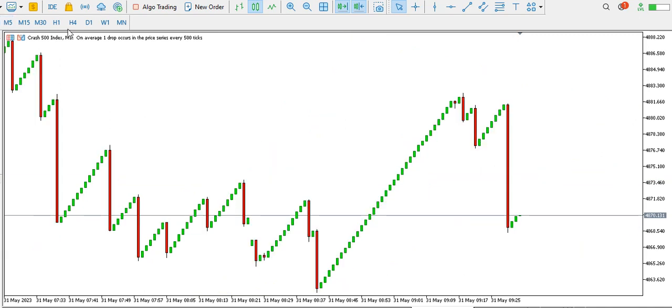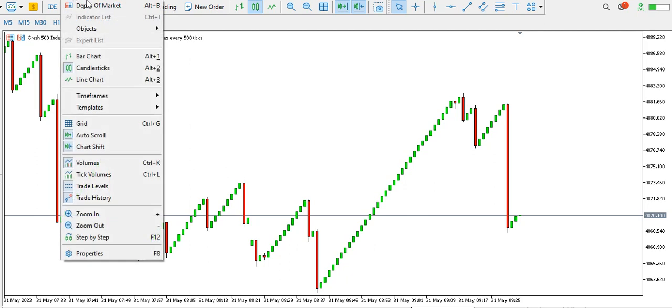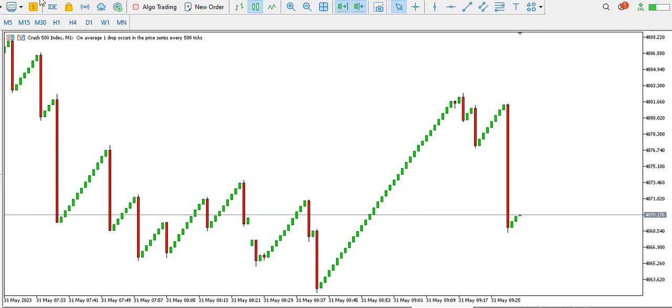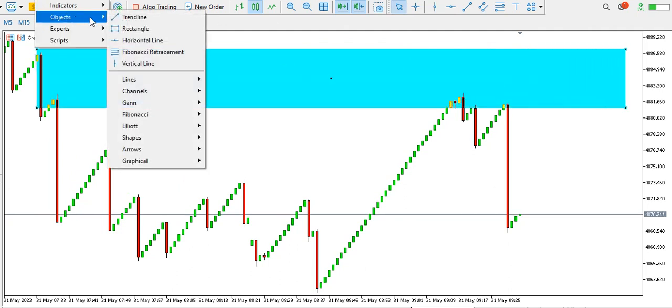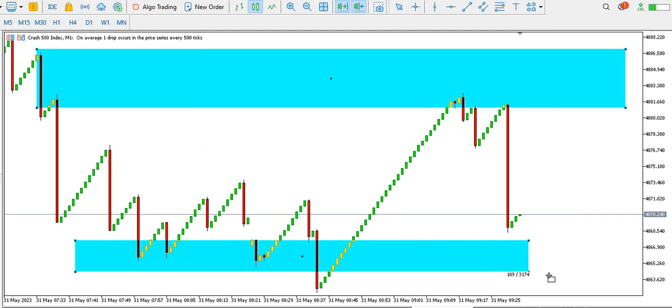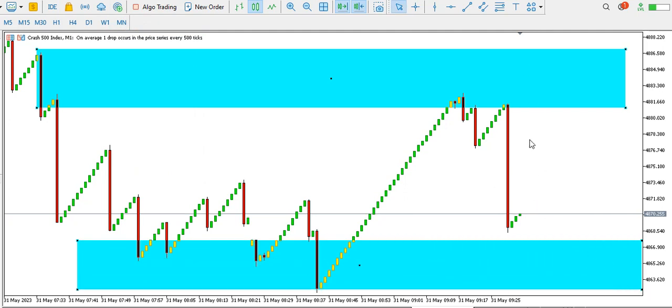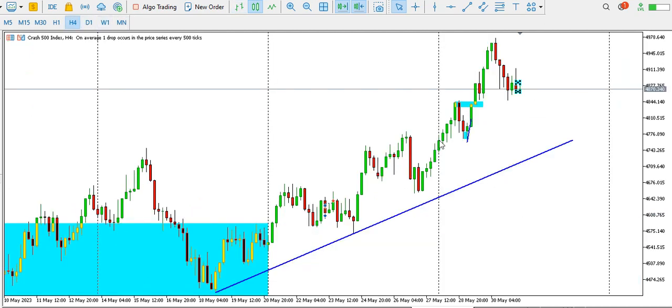Let's take a look at the 1 minute time frame. You can see range on the 1 minute time frame. Look at this, the range top, and there's the range bottom. So we might want to wait for the range breakout before we make the trade. But what is the overall direction? Overall direction is bullish for now.